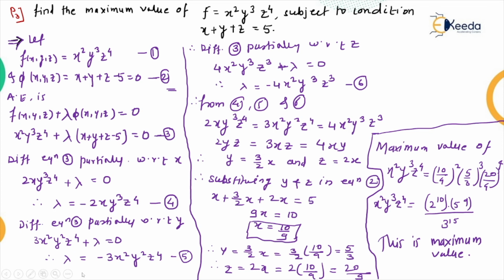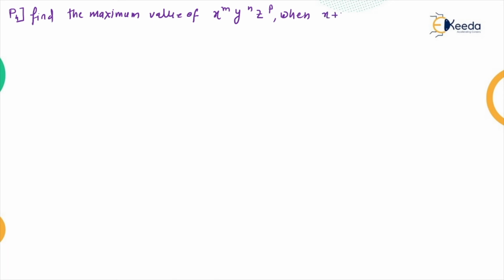Now I'm going to discuss the next problem. Let's see. Problem number 4: find the maximum value of x power m y raised to n and z power p when the conditional function is given to you, that is x plus y plus z is equal to a. Let's see how to write the solution.